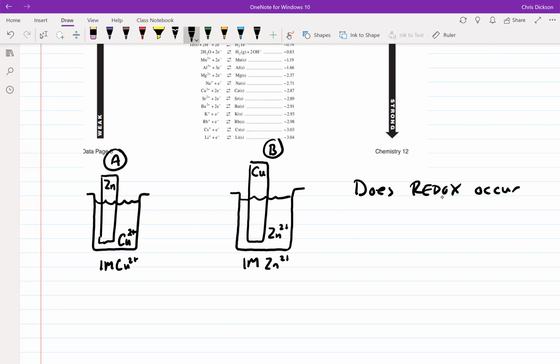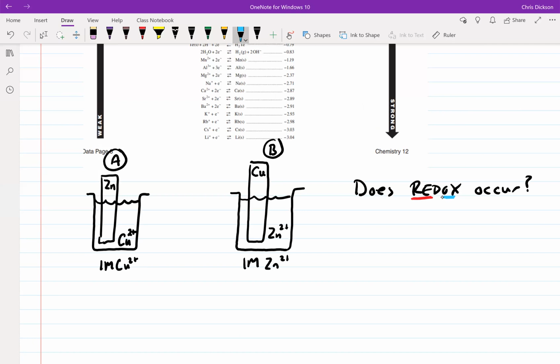Now, by the word redox, what I'm referring to is a reduction reaction and an oxidation reaction. So are we getting both types of reactions occurring? And do we actually get a redox reaction in both beakers, or maybe just in one of them, or maybe neither of them? So let's take a look at our data table here.